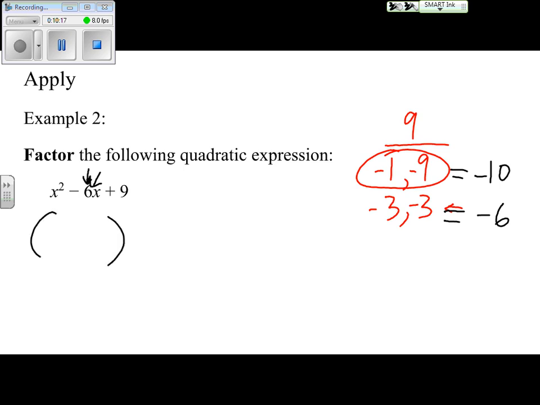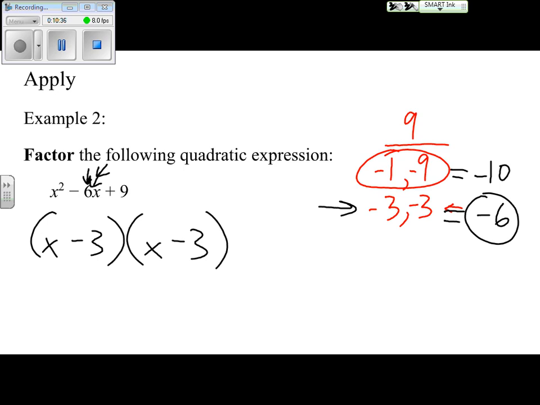So I write my parentheses here, x for each one of those binomials, and then I plug in my values. And again, we decided, sorry for the earlier circle, we don't want that. We want this one because it added to be this negative 6, which is what we had as our b term. So we have an x minus 3 again. Interesting thing about this one, you'll notice that both my binomials are exactly the same. And there's a pattern that we'll talk about perhaps in another lesson where you can identify that ahead of time.